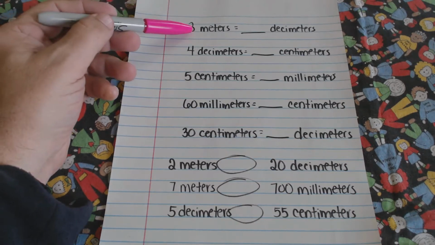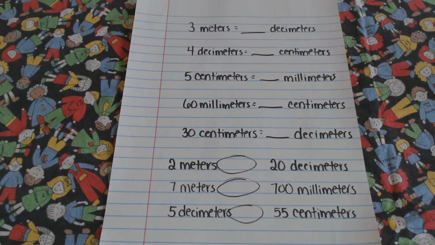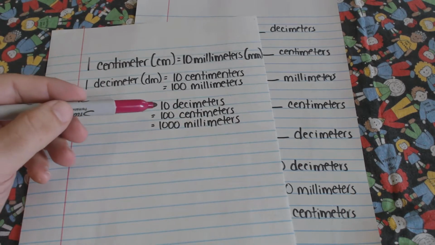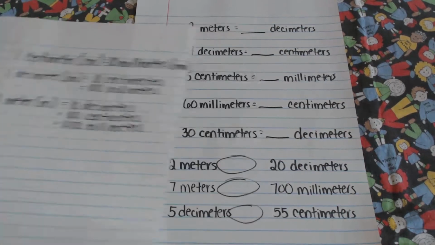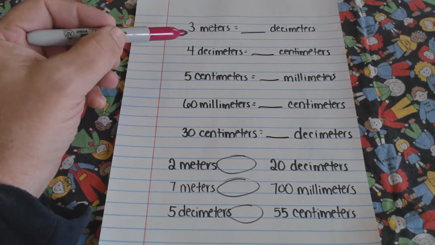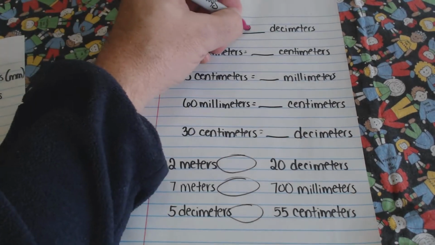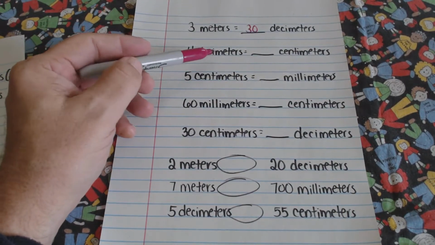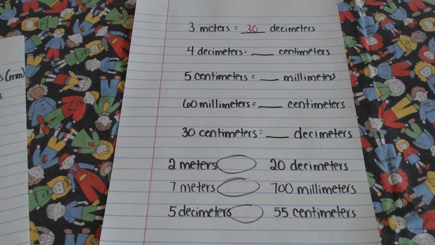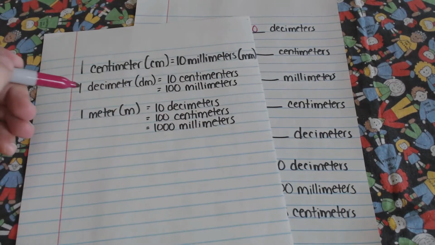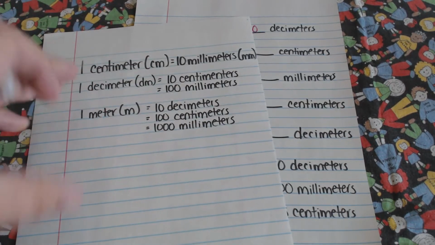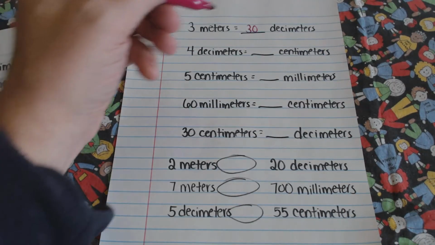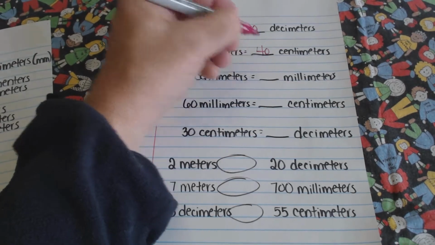So if we have 3 meters, we want to know how many decimeters that is. Well, 1 meter is equal to 10 decimeters. So 3 meters would be 3 times as much, or 30 decimeters. What about 4 decimeters? How many centimeters is that? Well, again, 1 decimeter is equal to 10 centimeters. So 4 decimeters would be 4 times that, or 40 centimeters.